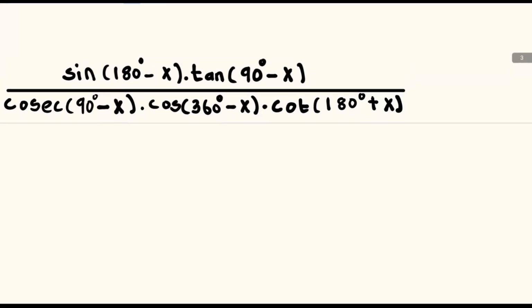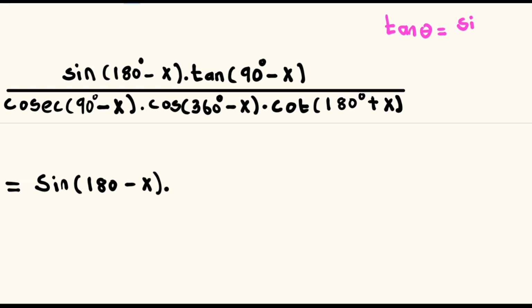We have to simplify the following trigonometric expression. But before we can simplify, we can write this as sine of 180 degrees minus x multiplied by, so we know that tan theta is equal to sine theta divided by cos theta.